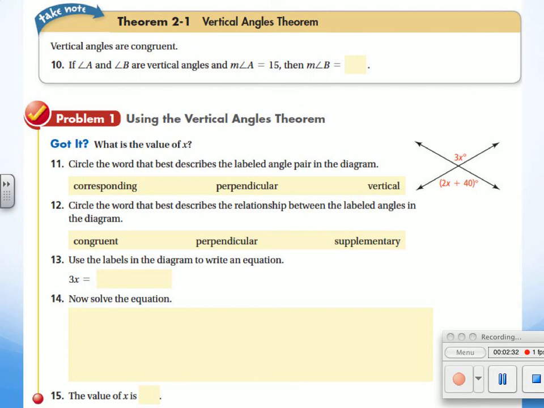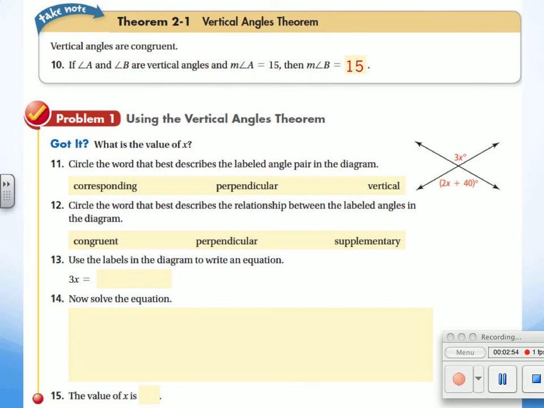All right, we're going to start our lesson today with theorem 2-1, the vertical angles theorem. That theorem is simple. Vertical angles are congruent. Simple statement, it is what it is. If angle A and angle B are vertical angles and the measure of angle A is 15, then the measure of angle B is 15.